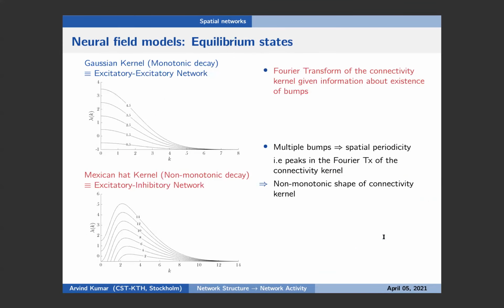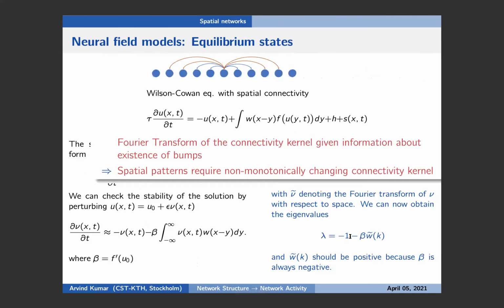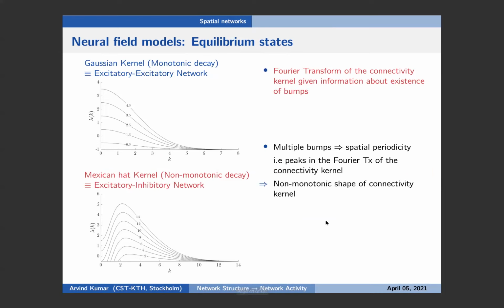This is something we can appreciate here, where we have plotted solutions of this equation for different parameters. If we have a monotonically decaying connectivity, for instance, a Gaussian kernel, in that case the lambda values monotonically decay. And this indicates that in the network, there's no real spatial structure. So this pretty much tells you the situation about spatial oscillations in the network.